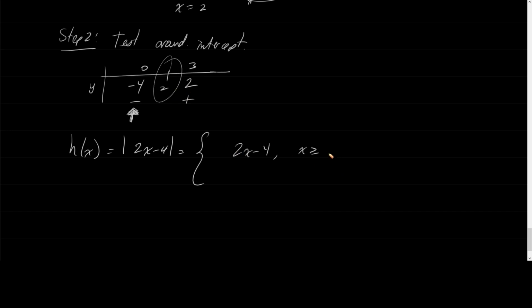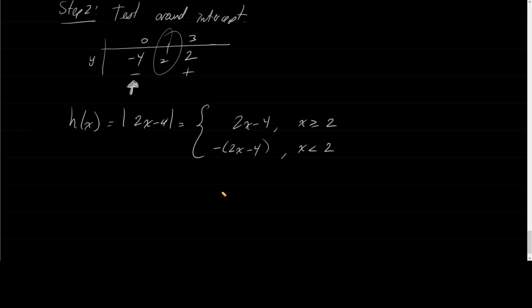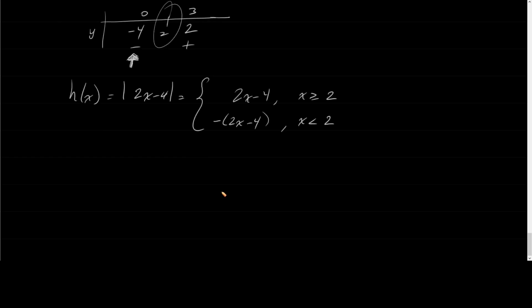So there we go. And then we're going to say, well, for everything that's less than 2, we're just going to take this and negate it. So it's going to be the negative of 2x minus 4. All right. But if you really wanted to, you can write it as negative 2x plus 4. All right. Or 4 minus 2x. But there we go. We just rewrote that as a piecewise function. Let's do another one.